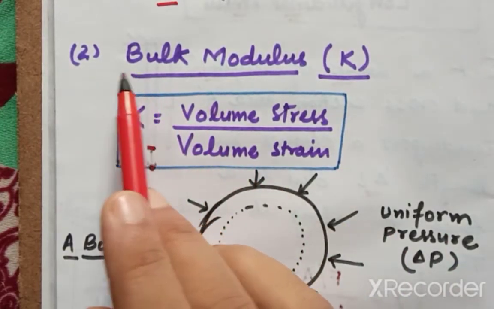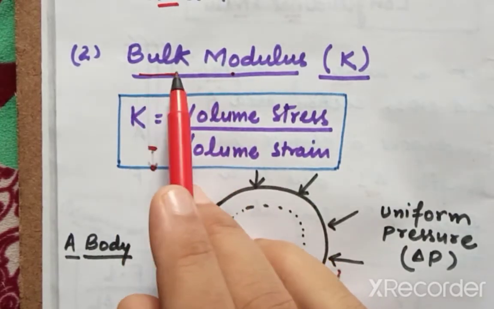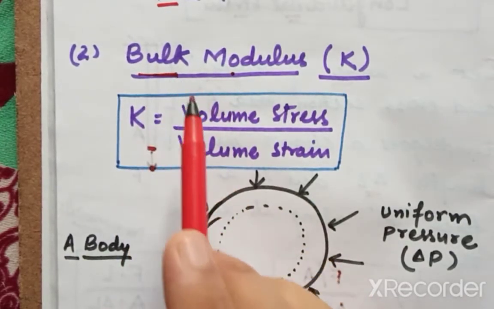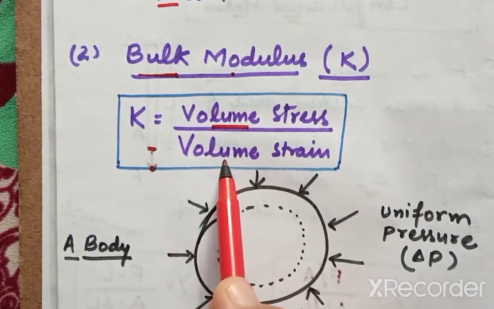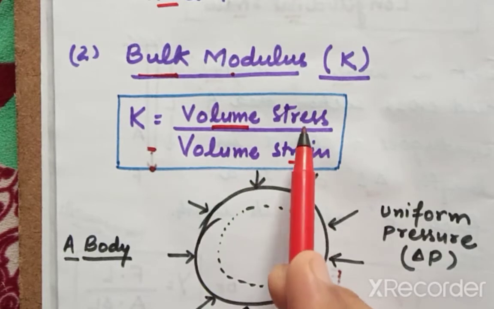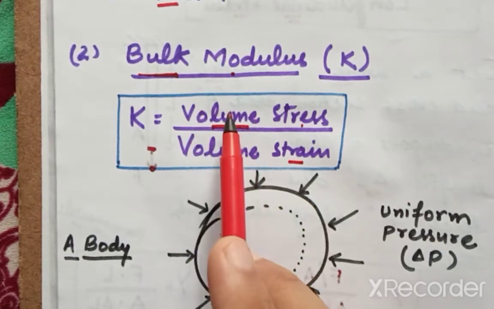Now the second type of modulus is the bulk modulus. Now bulk modulus, what is it? It is volume stress upon volumetric strain. So the stress is also the volume type, meaning it acts over the whole volume of the body.